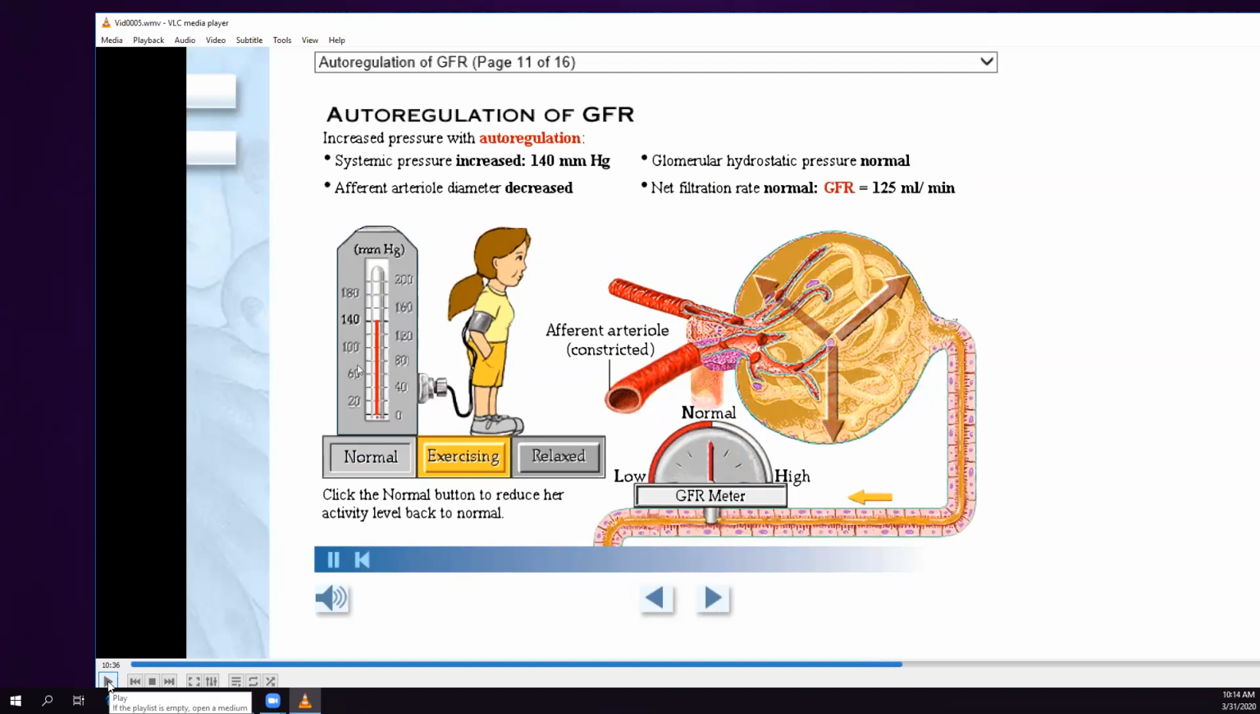Okay, so if we look at question number 8, in an exercising individual, the afferent arteriole will constrict to avoid excess fluid loss. Okay, so I know you're going to ask, why did we constrict that?